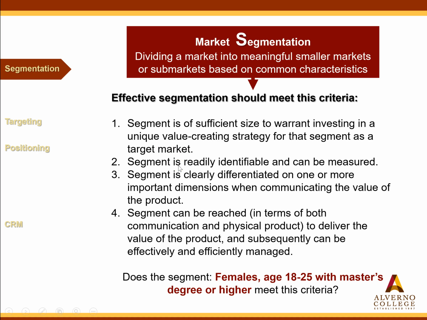Again, and number two, the segment needs to be readily identifiable and it can be measured. You have to be able to measure the segment or quantify the size of that segment. And it needs to be able to be clearly differentiated on one or more important dimensions. So some key factors, whether that be age, income, education level, and certain psychographic factors, which we will touch on. And the segment can be reached. You can identify a really great market segment, but if you can't reach them in terms of marketing communication, then it's really not a viable segment.